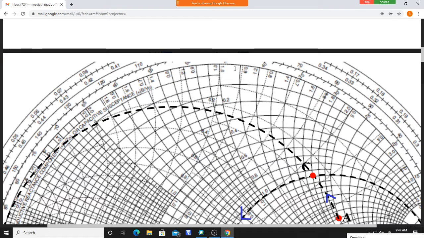See, it is not here. If it is written here, then it is the value of reactance. But it is written outside this susceptance circle. This is a susceptance circle. Outside of this means it is here.